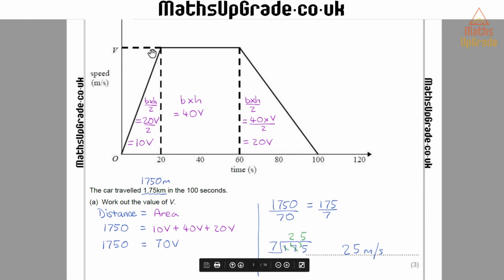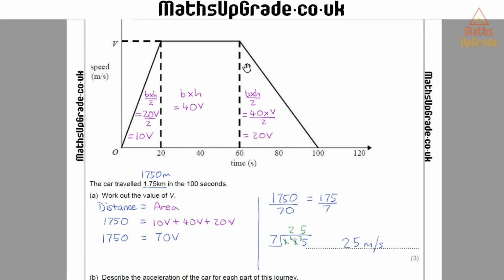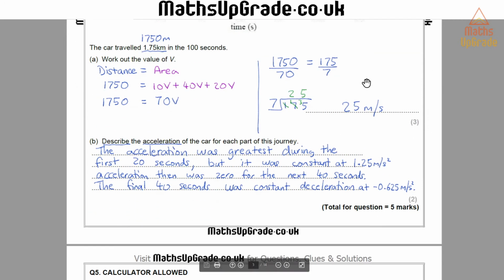The acceleration was 0 here, since it didn't accelerate at all, because it stayed at that speed. And then it decelerated here, so it went from 25 meters per second down to 0 in 40 seconds. So that's a deceleration of 0.625 meters per second squared.